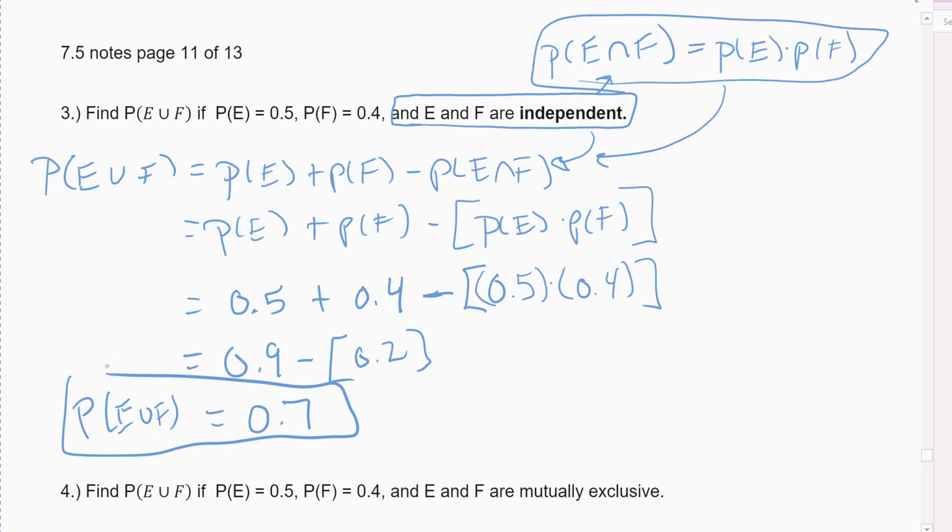So given they're independent events, and I know the probability of each of my independent events, I can solve this because the independent events allows me to find the and statement through multiplication.